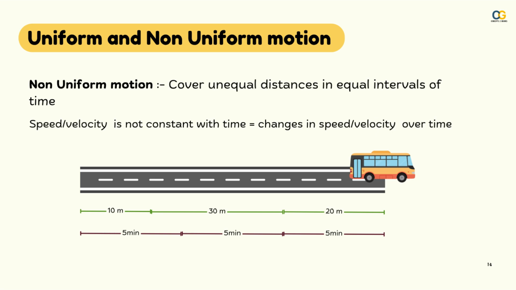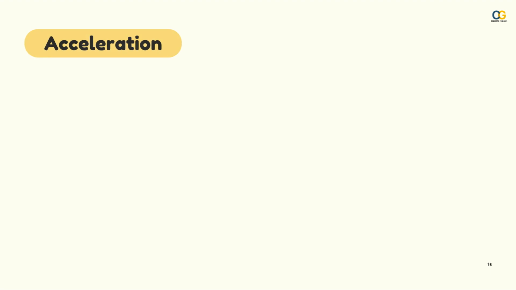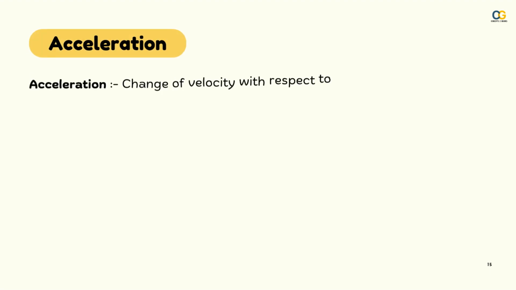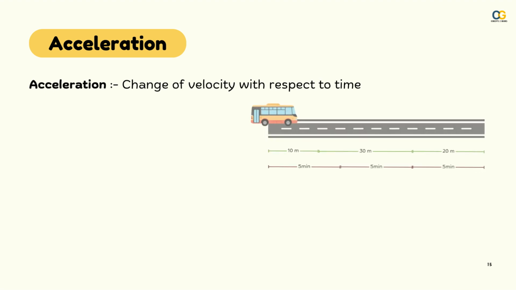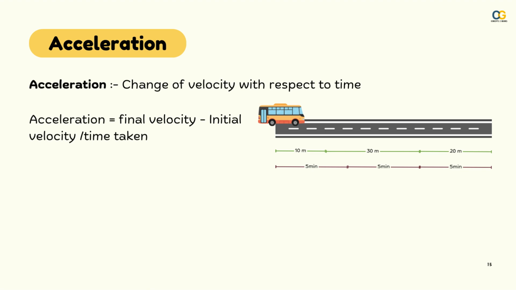Let us understand what happens when there is change in velocity over time. We define that as acceleration. Acceleration is change of velocity with respect to time. So considering the similar situation of the bus, which took 10 meters in the first 5 minutes, 30 meters in the next, and 20 in the next 5 minutes, acceleration is calculated as final velocity minus initial velocity by the total time taken.